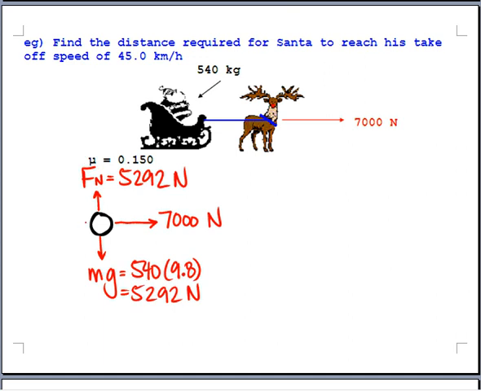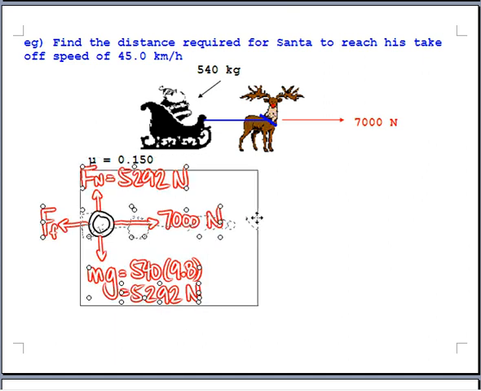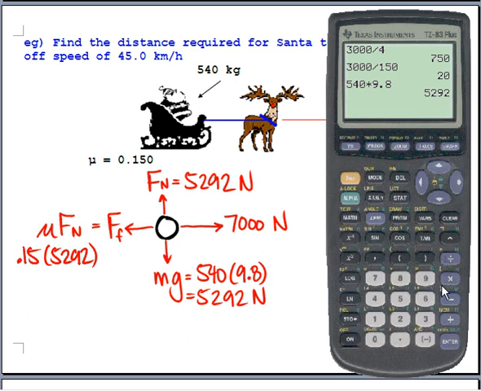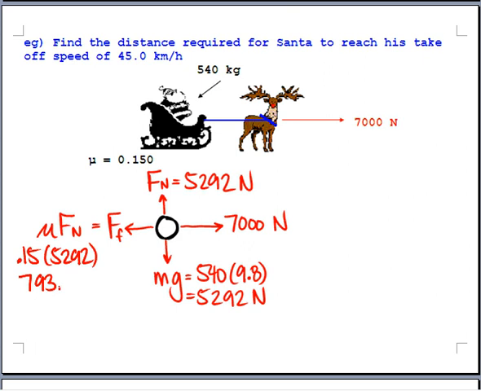So friction's going to fight against our reindeer force. I'm just going to move this picture over a little bit to give myself more room. And we can calculate that with the coefficient of friction times the normal force. And remember, we cheat. The normal force is equal to the force of gravity. The good news is it's already all labeled for us here. So that's 0.15 multiplied by 5292. Hit the calculator. 793.8 N for newtons of friction force pulling backwards.